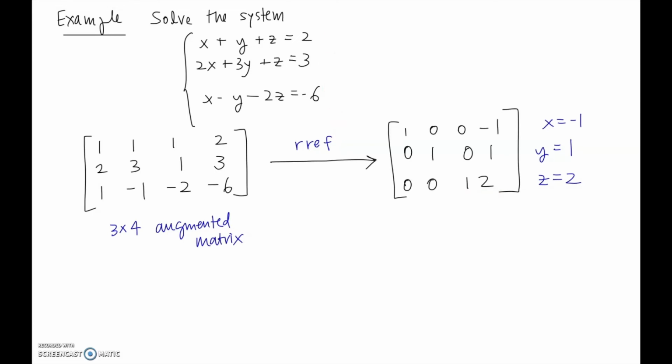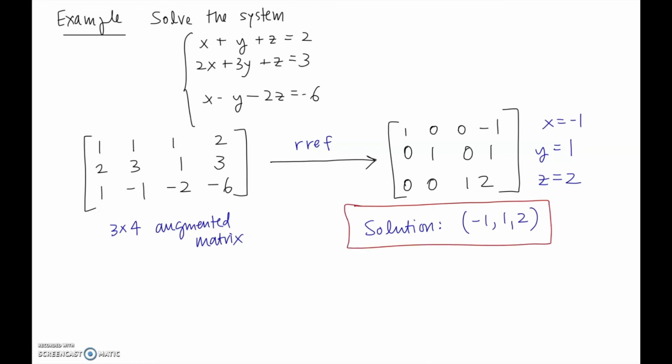And another way that it's often written is as an ordered triplet, -1, 1, 2. So this is the solution here. And what we're going to do is we'll go back and just test it and make sure that this really does work in all of those cases. So -1, 1, 2. So -1 plus 1 is 0, plus 2 is 2. Yep, it worked right there. 2 times -1 is -2, plus 3 times 1, that would be 1, plus 2 is 3. Yep, that works there too.